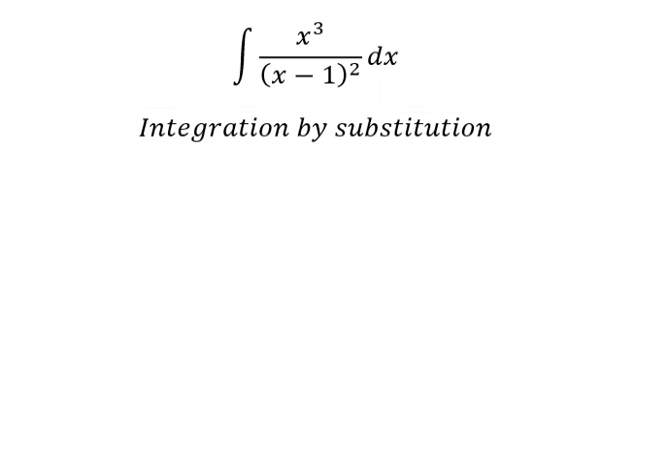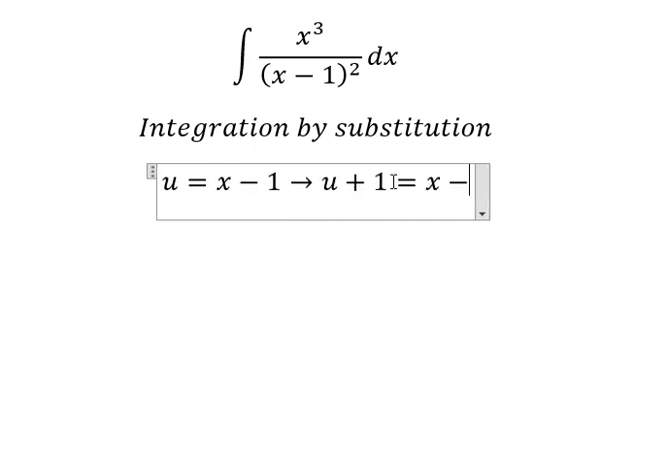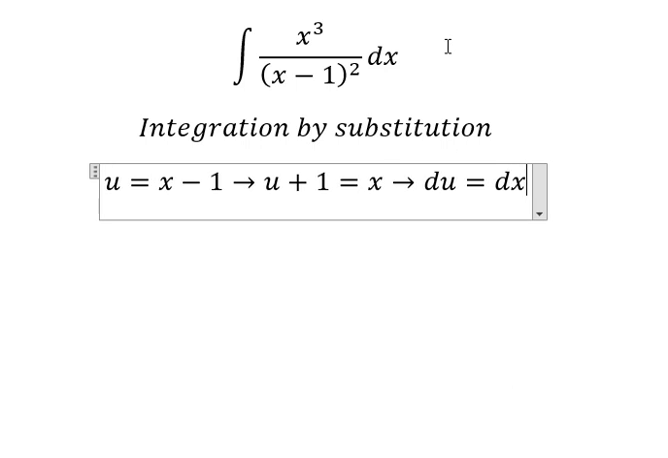So I will put u equals s minus 1, because we still have s. So I will move negative 1 to the left, and you get u plus 1 equals s. Later we take the first derivative of both sides, and you get du equals ds.